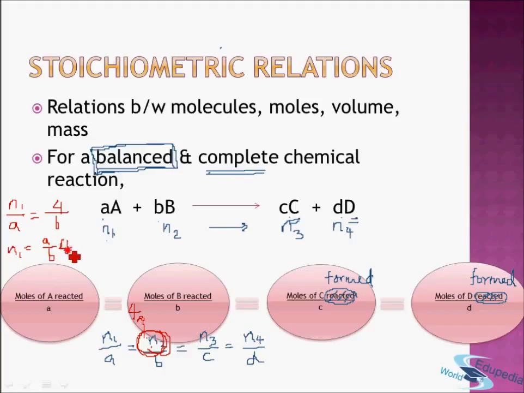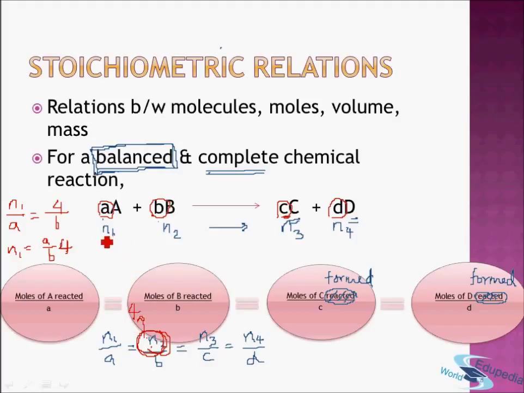You already know small a and small b by balancing. We have studied how to balance a chemical reaction in the last session. Once we can balance a chemical reaction, we will know the stoichiometric coefficients, that is, the values of small a, small b, small c and small d. So we know a divided by b multiplied by 4, and we get the value of N1, that is the moles of A required to react completely with 4 moles of B.